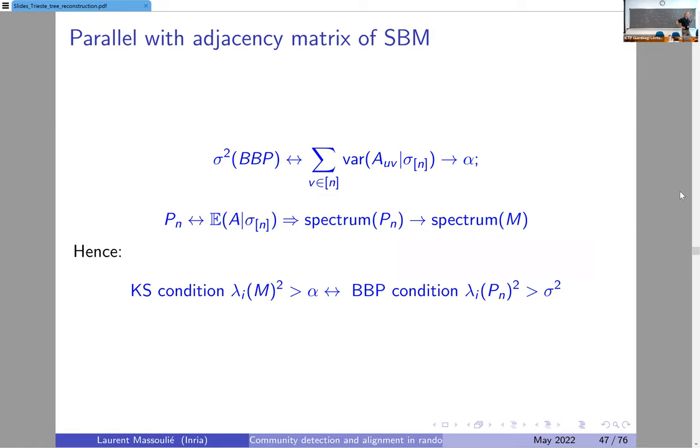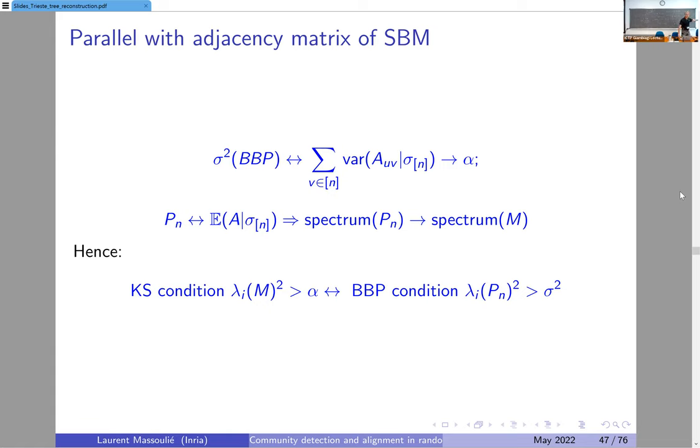And so in our stochastic block model, this is the parameter alpha. So Pn is the analog of the conditional expectation of the adjacency given the spins. And the spectrum of this conditional expectation is exactly the spectrum of the mean progeny matrix we have introduced. So we have this analogy. And so now you can say that the Kesten-Stigum condition, which is when an eigenvalue lambda i of the mean progeny matrix has its square strictly larger than alpha, is exactly the BBP condition.